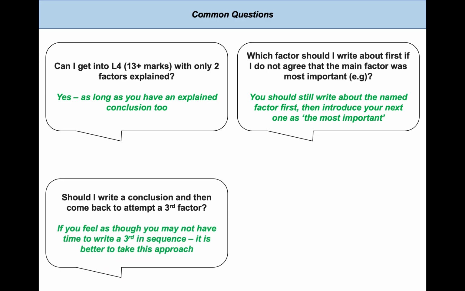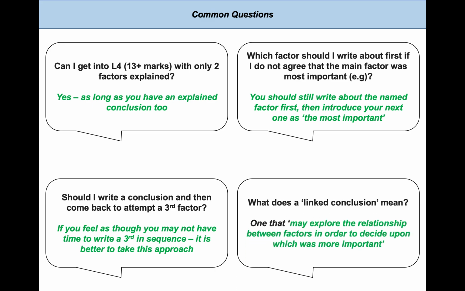Should you attempt a conclusion before coming back to do a third factor? Well, if you feel as though you may not have time to write a third factor in sequence, it's better to take this approach and to do introduction, 2 factors, explained conclusion, and then come back and have a go at a third factor if you've still got some time left. Ideally, you're going to have between 24 and 26 minutes for your response here. Okay, and then finally, what does a linked conclusion mean? Well, a linked conclusion simply means one that explores the relationship between factors in order to decide upon which was more important.